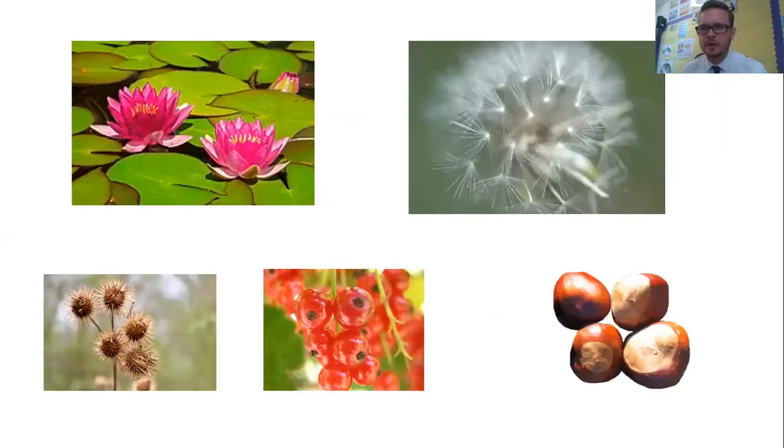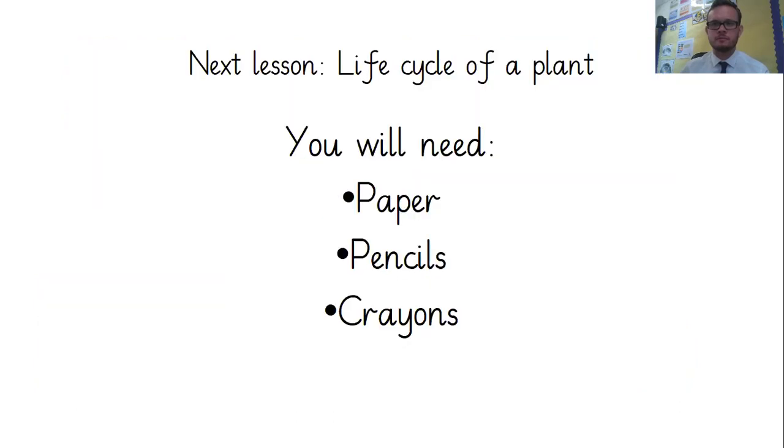So one more recap then before we finish. Can you remember 5 ways that the seeds are dispersed? Well done, yeah. So we've got water, we've got wind, we've got animals, we've got fruit, and then we've got rolling as well. Okay, everybody, that's the end of today's lesson. I hope you enjoyed our helicopter seed investigation.